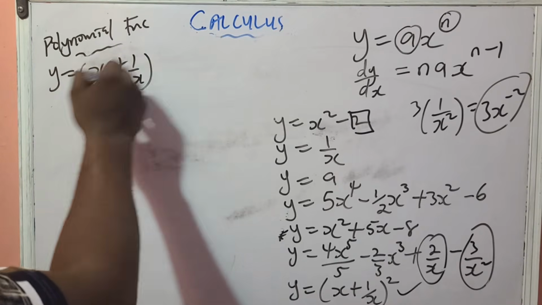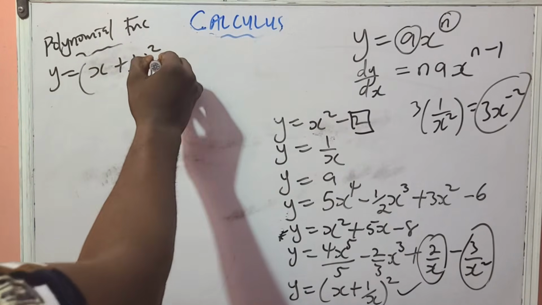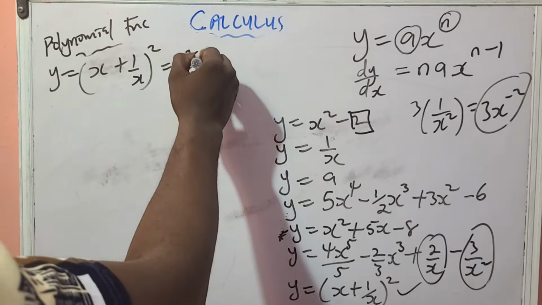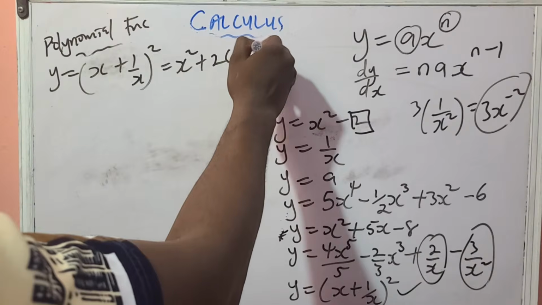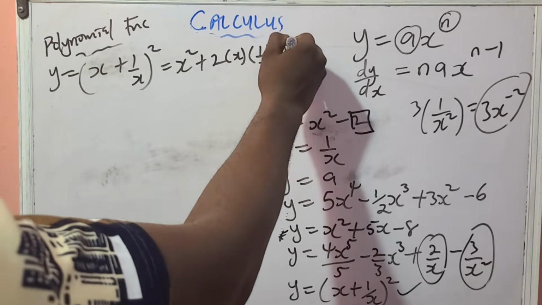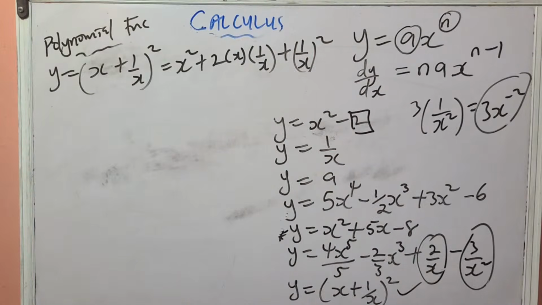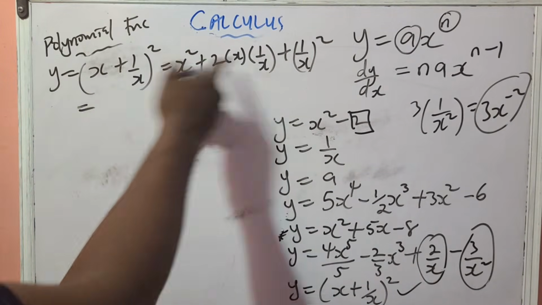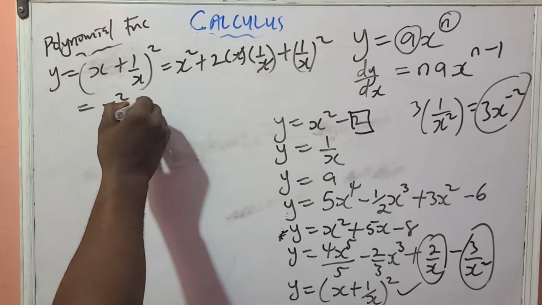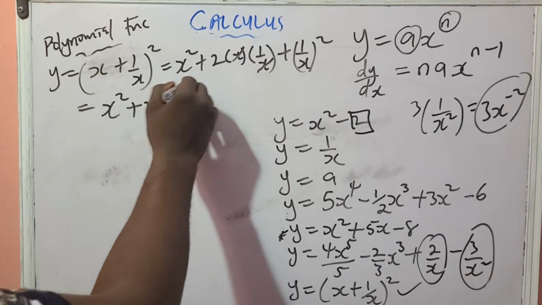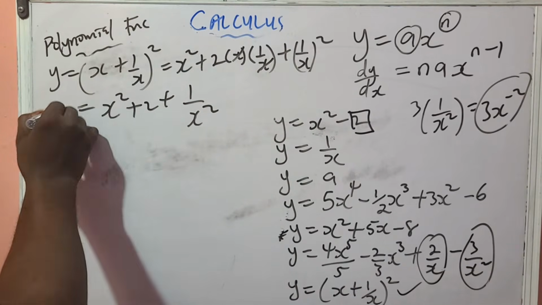So imagine you had this question and you didn't want to use chain rule. What do you want to do? Of course, you want to open the bracket. That will be having x squared plus 2 times x times 1 over x, then plus 1 over x all squared. I'm sure you understand that aspect of algebra. This is x squared. Of course, this cancels this, plus 2, then plus 1 over x squared. So now you have your y as this now.